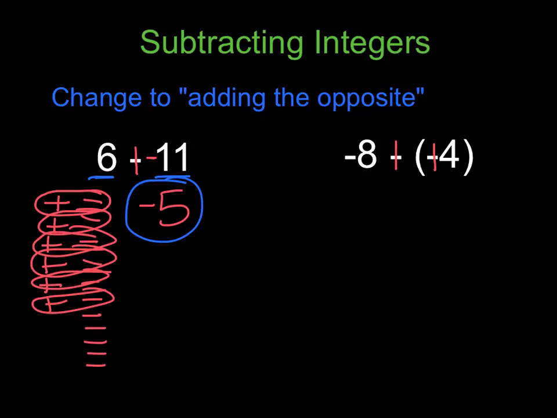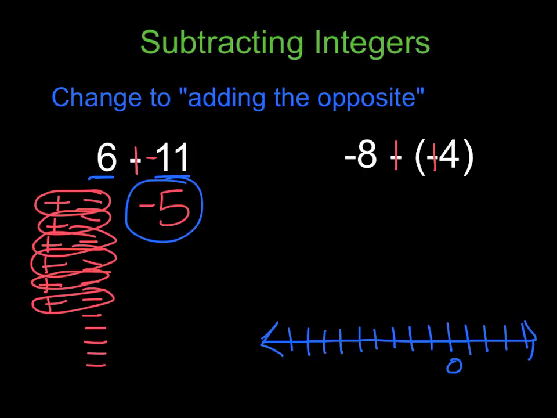Again, you could draw this on a number line. You start at negative 8, which is 8 places to the left of 0. 1, 2, 3, 4, 5, 6, 7, 8. And adding 4, you see an addition sign, which means go right. Another addition sign, which just means keep going right 4 places. So you end up 1, 2, 3, 4 places to the left of 0, which is negative 4.